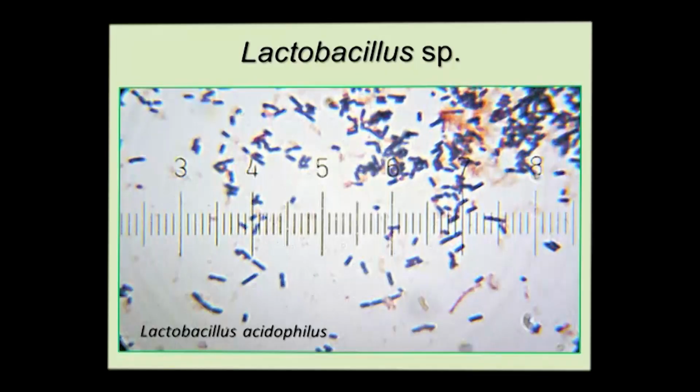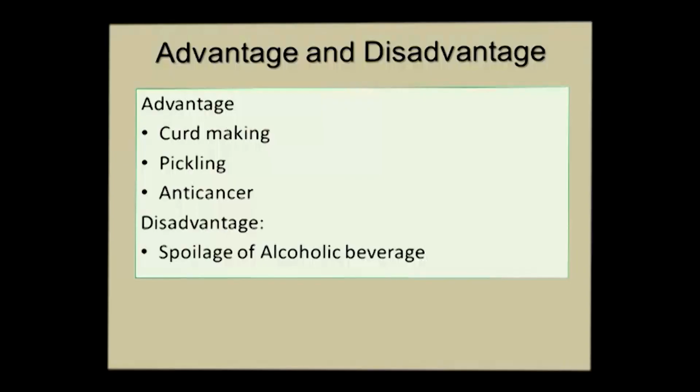And of course, because the pH goes down to 2 to 3, naturally one particular species, Lactobacillus acidophilus, is most commonly growing in curd. The particular organism may have different advantages and disadvantages. The advantage is that it is used in curd making, it is used in pickling, it produces vitamin B, it can be anti-cancer, but at times it can spoil different alcoholic beverages like beer.